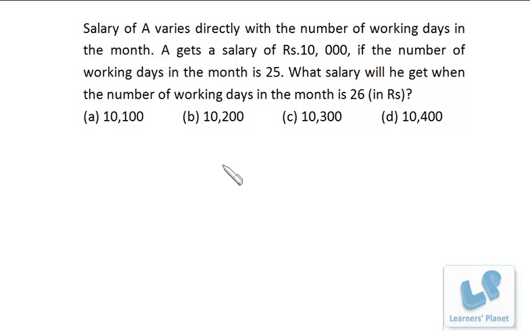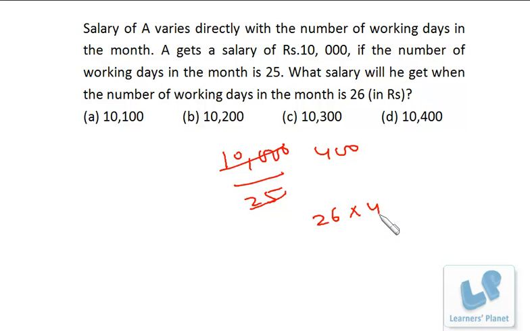10,000 rupees he is getting if he works for 25 days. That means his per day salary is 10,000 by 25. So it's 400. That means he's getting 400 rupees per day. That means for 26 days he'll be getting 26 into 400. I hope you are clear. So 10,400 is the correct answer.